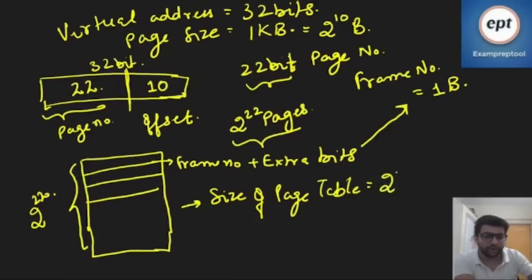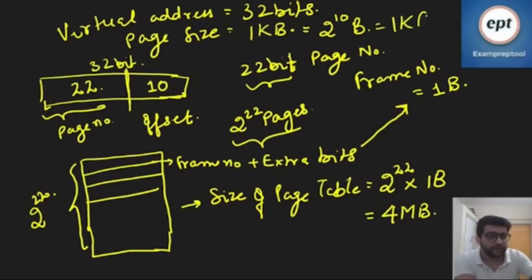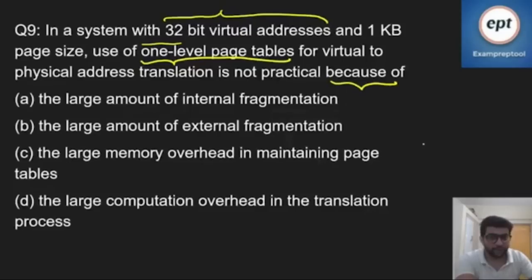Will be equal to 2 power 22 into 1 byte, which is equal to 4 MB. We know that the page size is 1 KB and the page table size is 4 MB. So the page table itself will span across multiple pages, right? So that is the problem here.